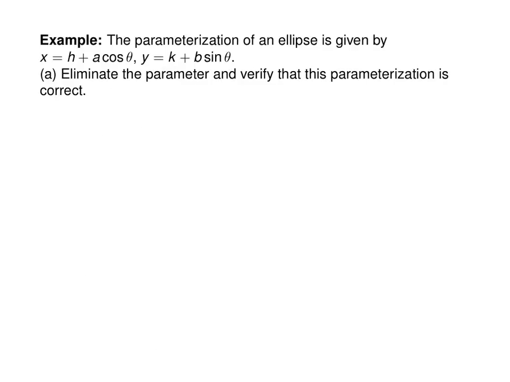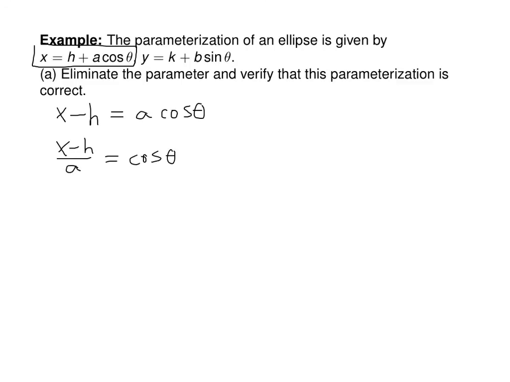Now here's a parameterization of an ellipse, and let's actually prove that this is true. So take the first equation and let's solve it for cosine theta. x minus h is equal to a cosine of theta. Divide by a. x minus h over a is equal to cosine theta. And solve the other one for sine. y minus k is equal to b sine of theta. And y minus k over b is equal to sine theta.